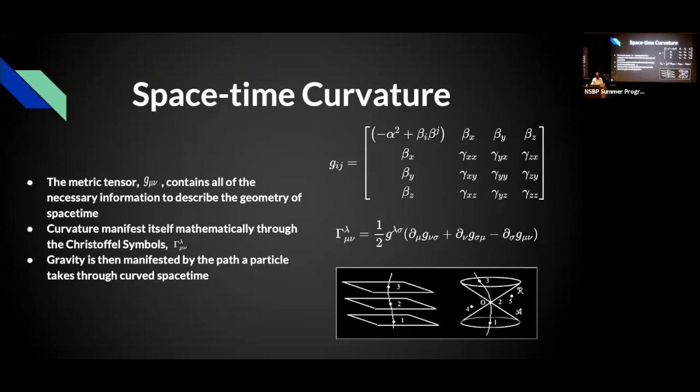You can connect these spatial metrics mathematically through this thing called the Christoffel symbol, which is this expression right here. And essentially what the Christoffel symbol does is it contains the information necessary to draw that path between planes 1, 2, and 3 that you see on the screen. And the curvature within this path is essentially what causes the force of gravity. Very generally speaking, it goes much more in depth than that, but got to keep on moving.